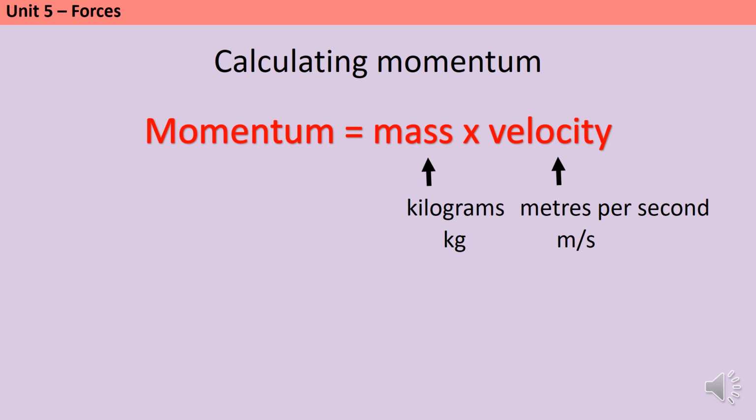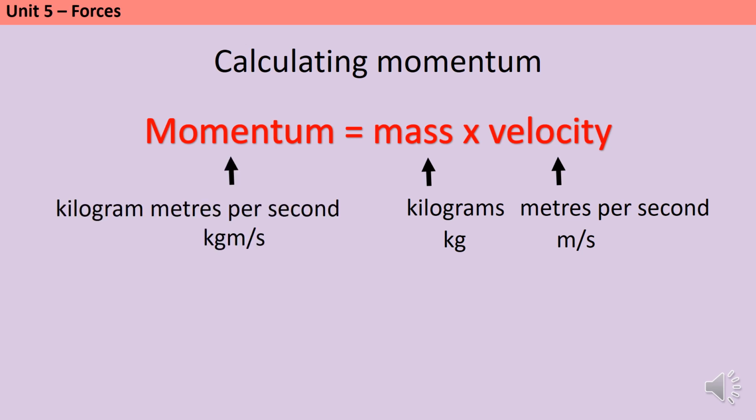So if you already know that mass is in kilograms and velocity is in meters per second, and you're going to multiply them together, well, momentum is measured in kilogram meters per second, kg m/s. So you've literally just timesed kg by meters per second.